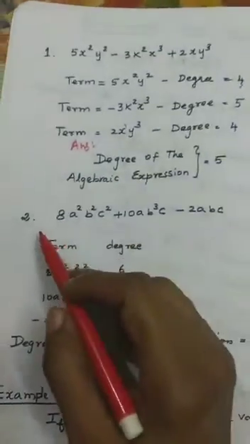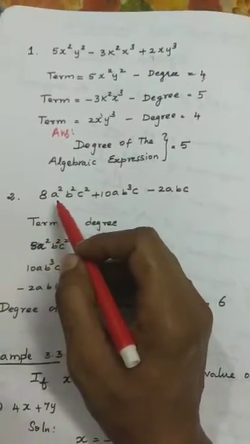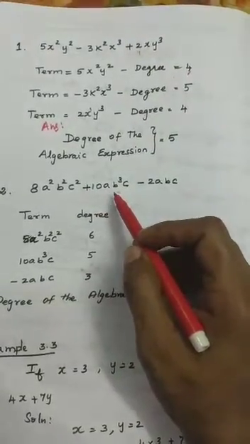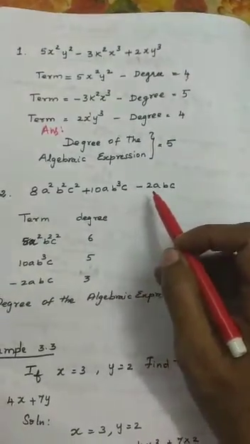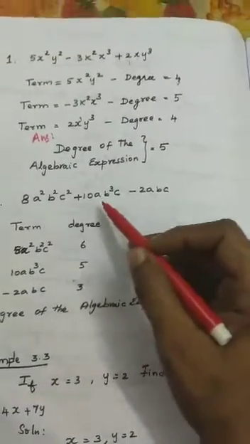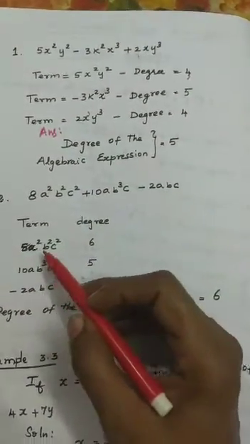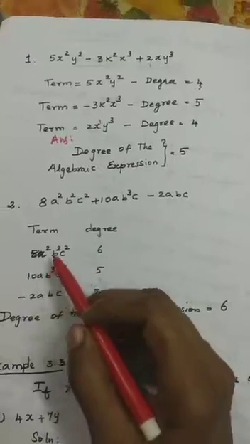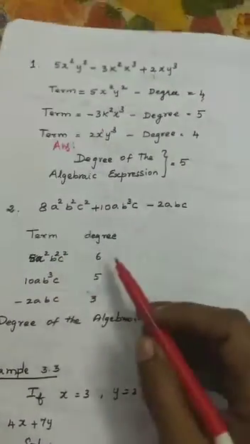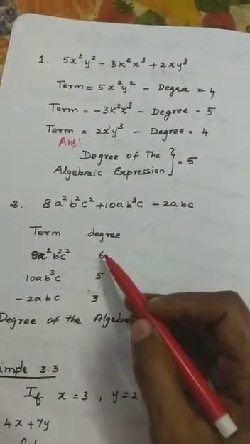Then we shall see another algebraic expression. It is 8 a square b square c square plus 10 a b cube c minus 2 a b c. Here we have how many terms? 3 terms. First term is 8 a square b square c square. In this term the degree is 2 plus 2 plus 2, that is 6. For the first term the degree is 6.